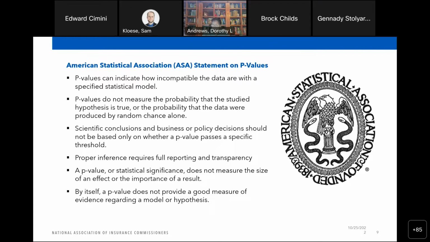And so we have to make sure that we look at other measures in combination with p-values, because there can be a lot of conflicts between what a p-value tells you and what some of the other tests tell you. So the ASA really felt that it was important to put out that statement for all professionals to understand.